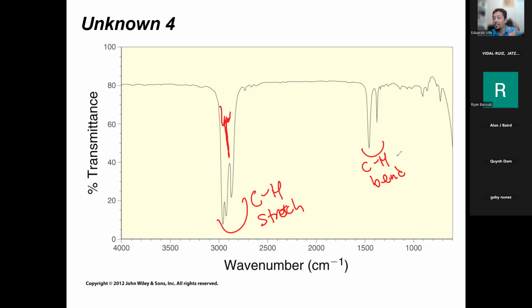Is there anything else here? Are there carbonyls? Are there alcohols? Are there amines? Are there ester, carbon, oxygen? Like, is there anything else in this spectrum? So it must be what? This is just a what? What kind of compound is this? Exactly. This is just an alkane.